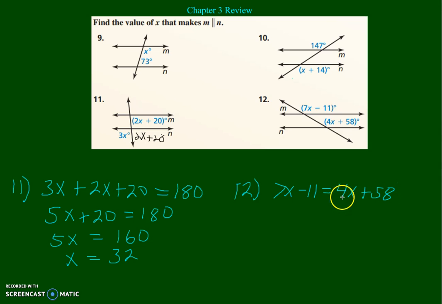Let's go ahead and combine our x's on the left side. So subtracting 4x, we have 3x minus 11 equals 58. 3x equals 69. And x equals 23. So we added 11 to both sides to get 69, divided by 3 to get 23. That takes care of 12, and now on to problem 13.